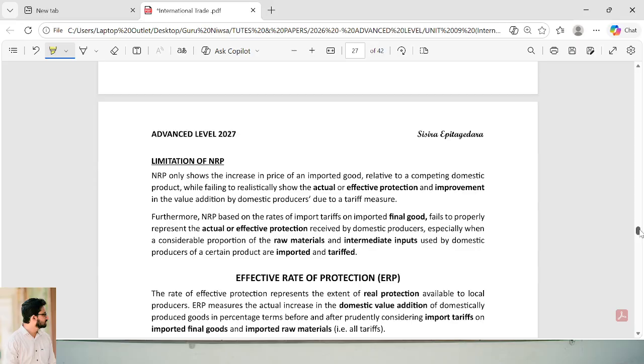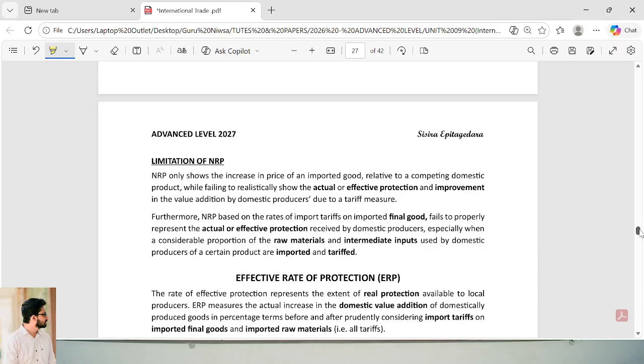Next, remember the nominal rate of protection. This is the percentage increase in the price of imported goods. Then there is a problem with this NRP. NRP is a very basic calculation. Is NRP good enough to measure the real protection received by domestic producers? No, and I will explain why this is not strong enough.